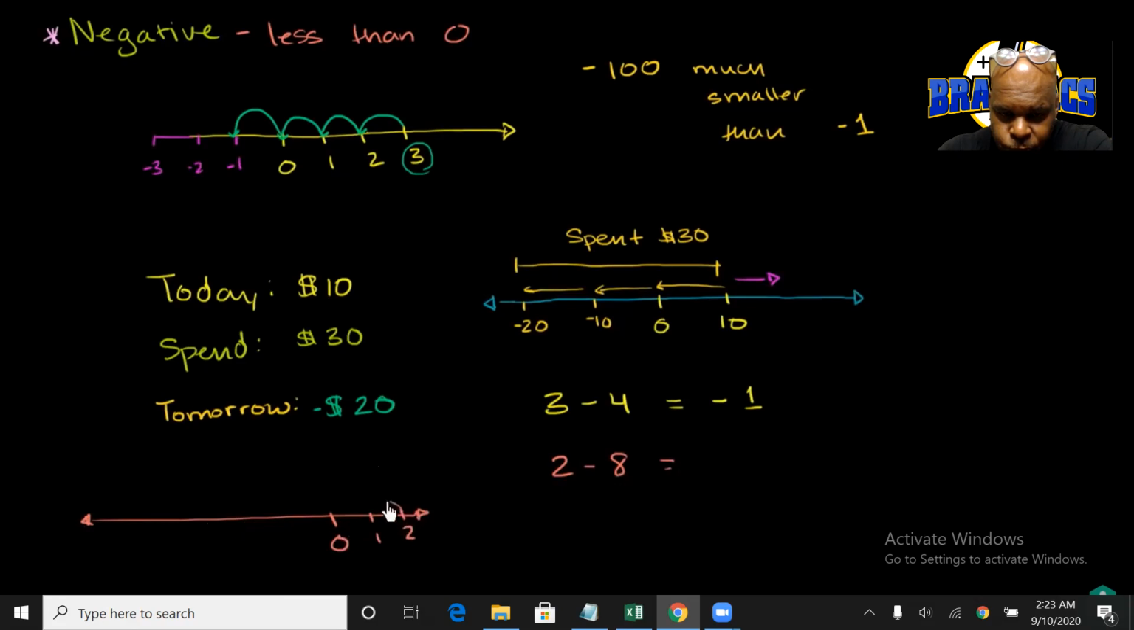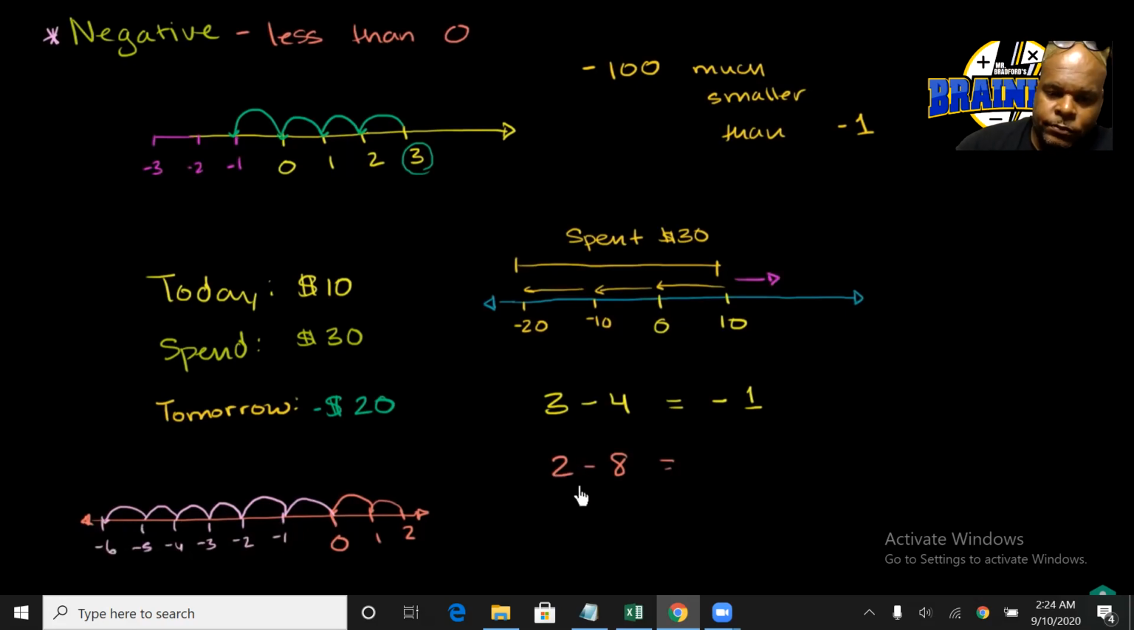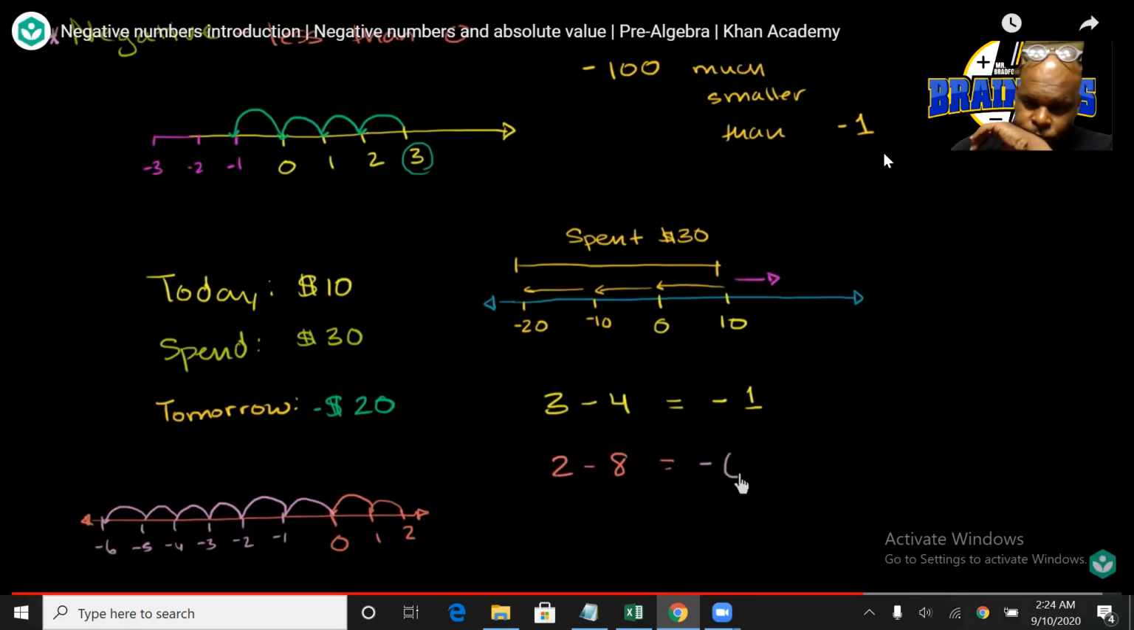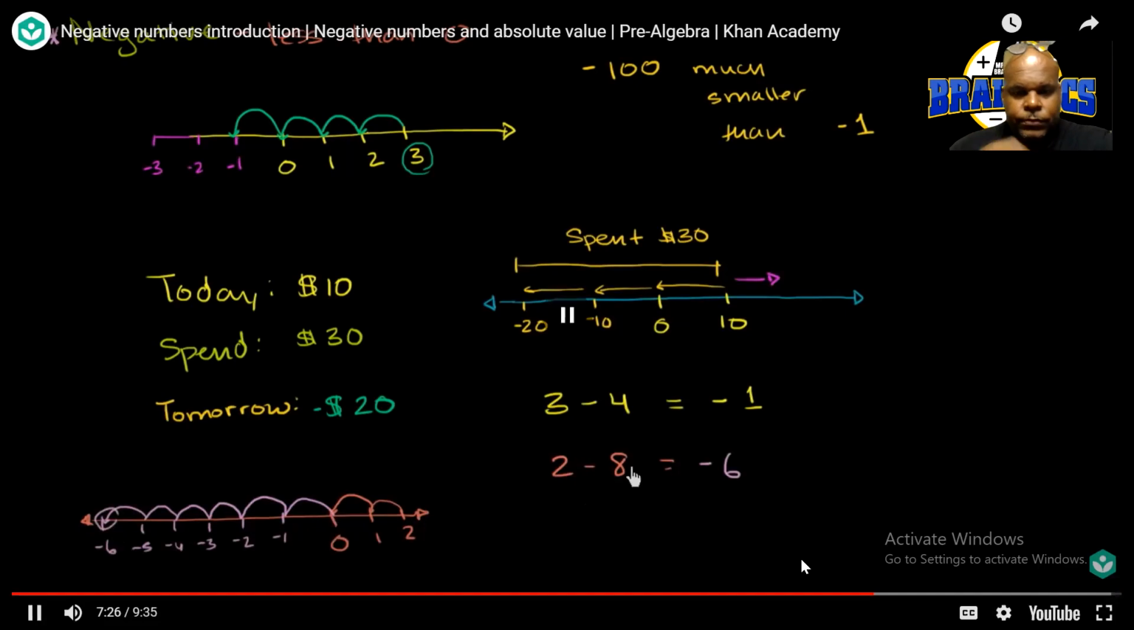So we're going to go 1 to the left, 2 to the left. So we've gone 2 to the left to get to 0. We have to move how many more to the left? Well, we've already moved 2 to the left. To get to 8, we have to move 6 more to the left. So we're going to move 1, 2, 3, 4, 5, 6 more to the left. Where is that going to put us? Well, we were at 0. This is negative 1, negative 2, negative 3, negative 4, negative 5, negative 6. So 2 minus 8 is negative 6.